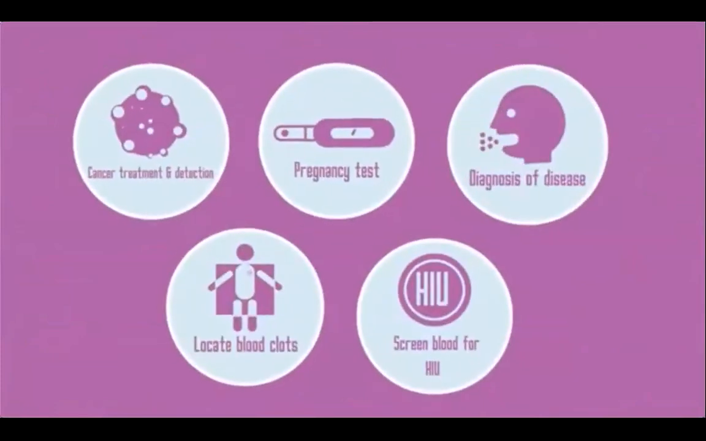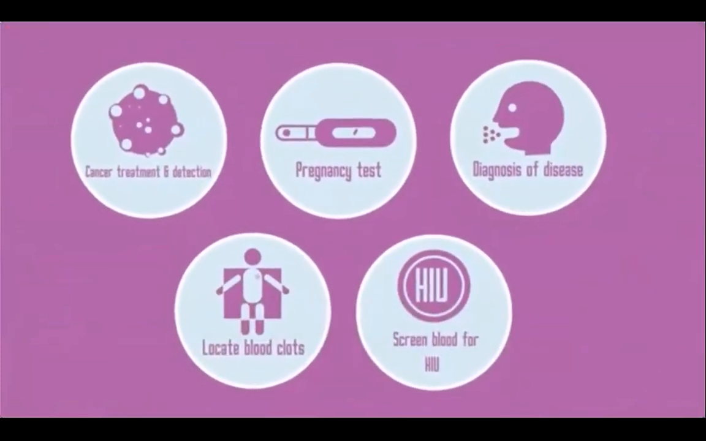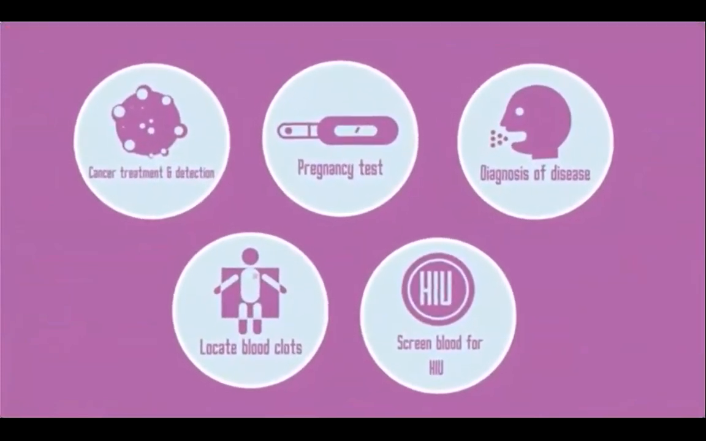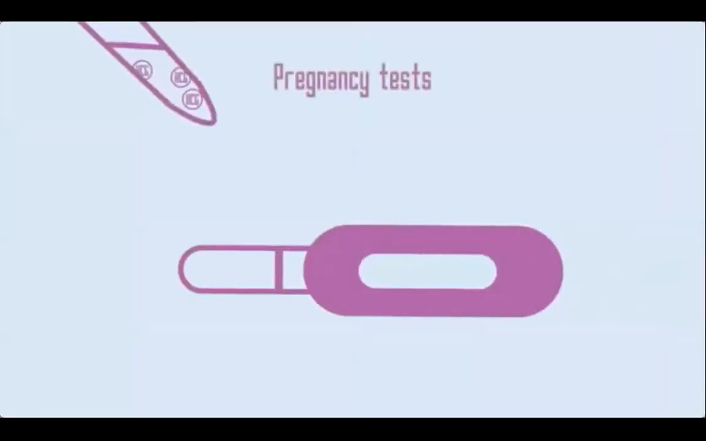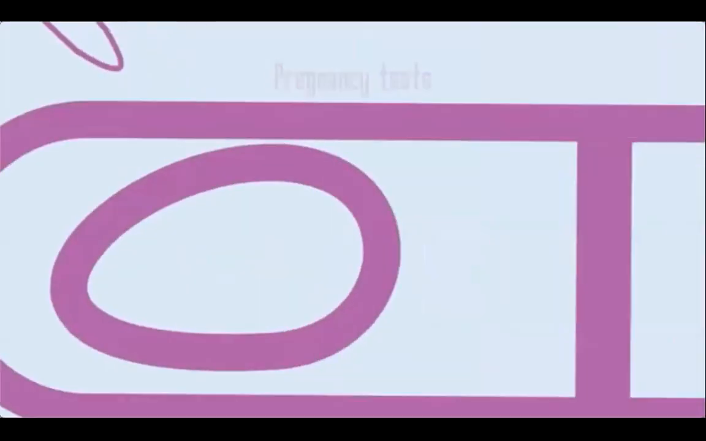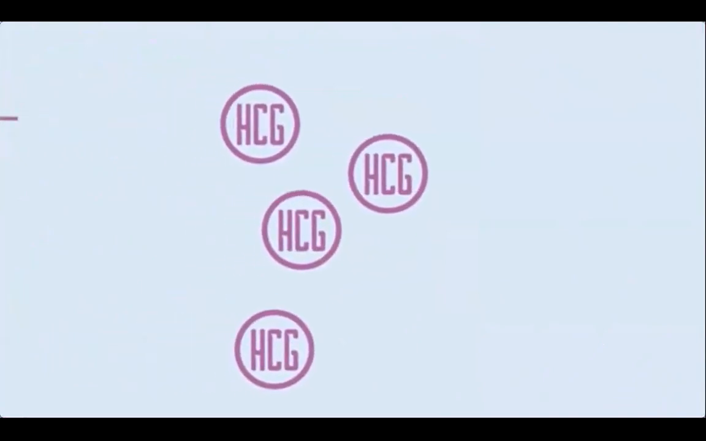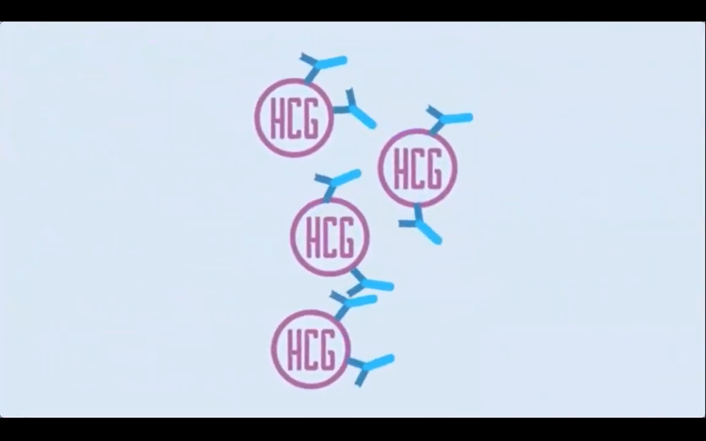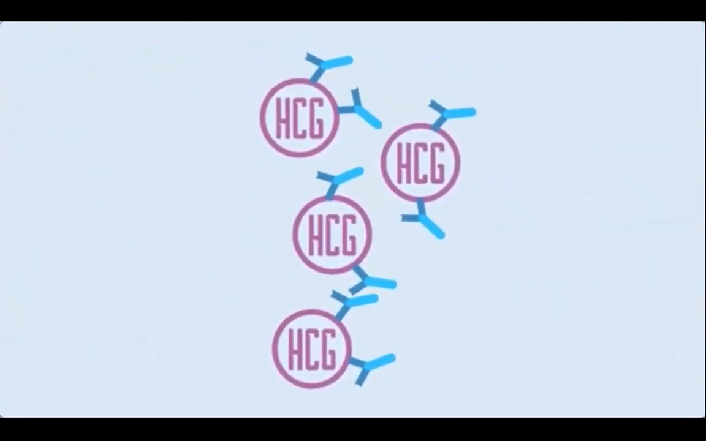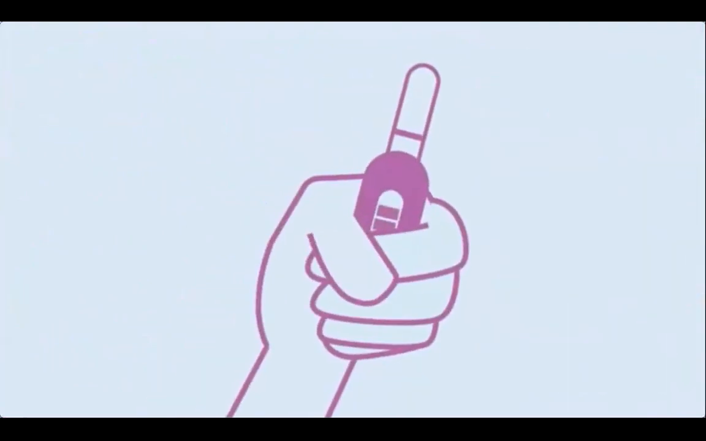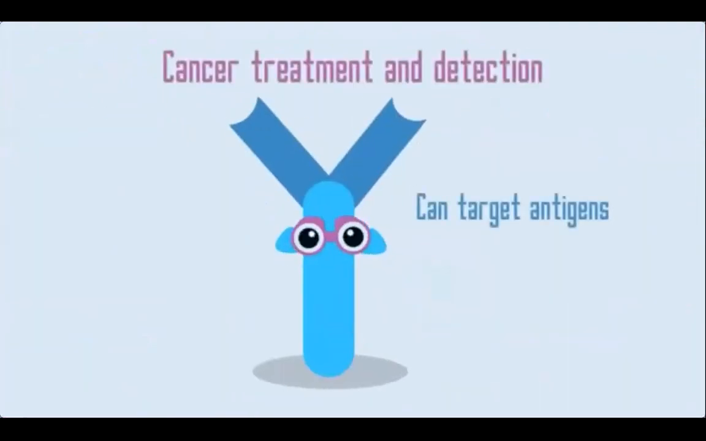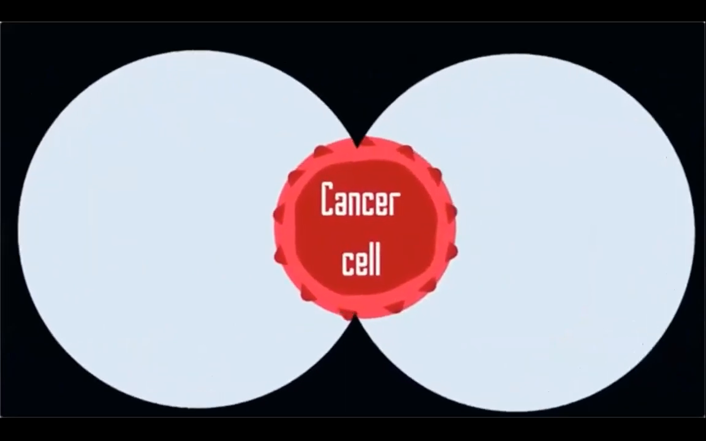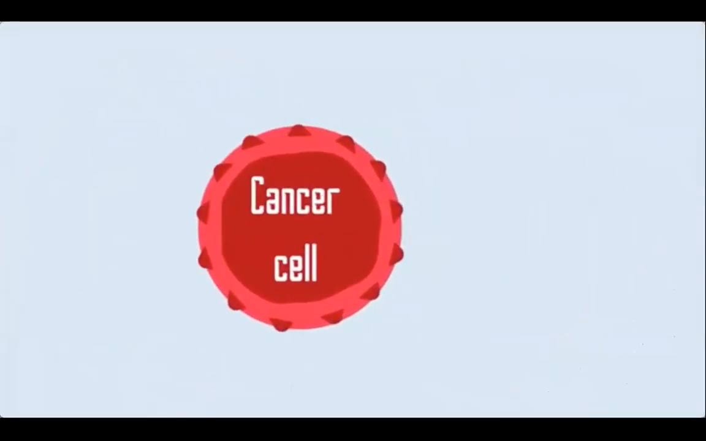Monoclonal antibodies are potentially really exciting and can be used in a number of ways. I bet you didn't know antibodies were used in pregnancy tests. Monoclonal antibodies on the pregnancy test stick bind to the HCG hormone found in the urine of pregnant women, causing a colour change. Monoclonal antibodies can target the antigens on cancer cells and be used in a number of ways.